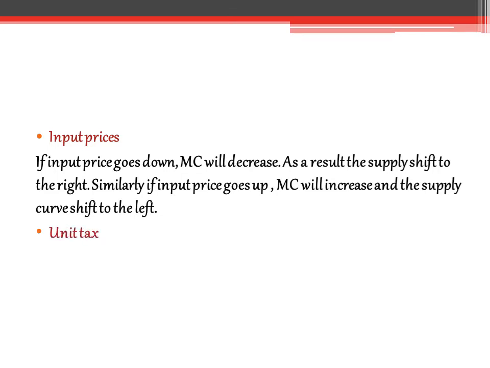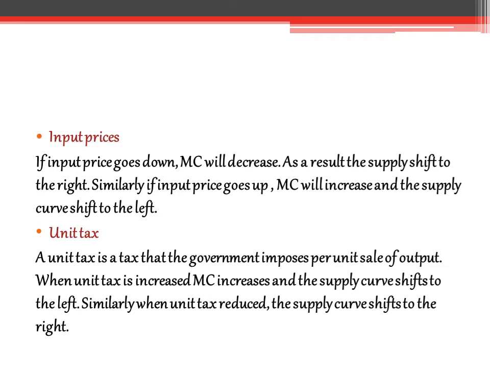The last one, unit tax. Unit tax is a tax that the government imposes per unit sale of output. When the amount of unit tax is increased, our marginal cost increases and the supply curve shifts to the left. When unit tax is reduced, the supply curve shifts to the right.